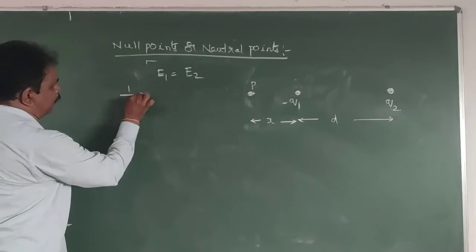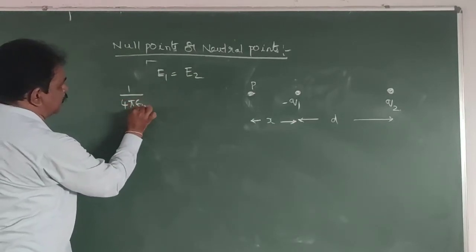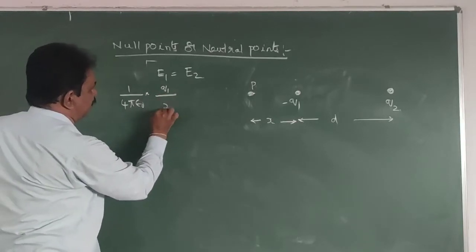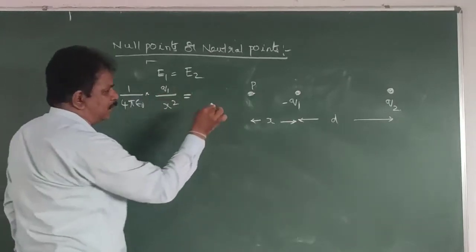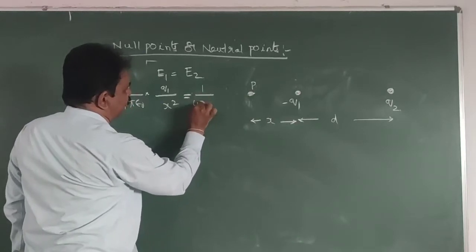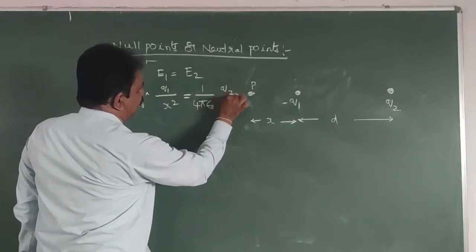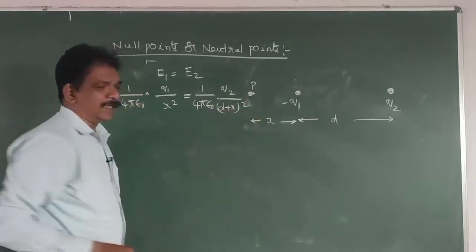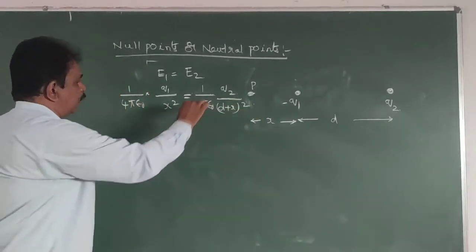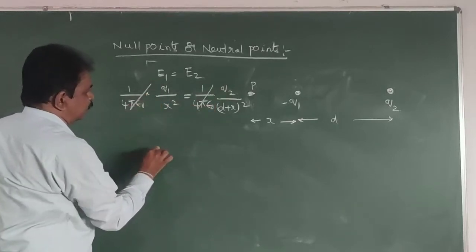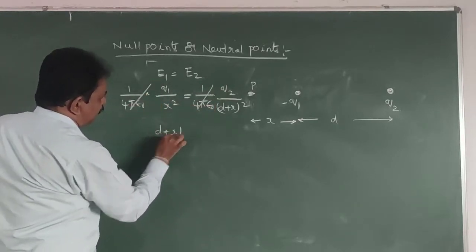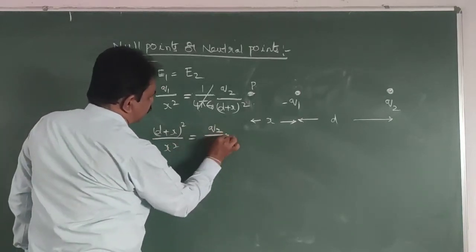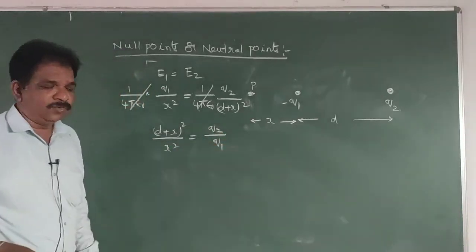That is 1 by 4 pi epsilon naught, no need to take the sign, Q1 by x square. That value how much? 1 by 4 pi epsilon naught Q2 by (d plus x) whole square. 1 by 4 pi epsilon naught will cancel. (d plus x) whole square by x square is equal to Q2 by Q1.